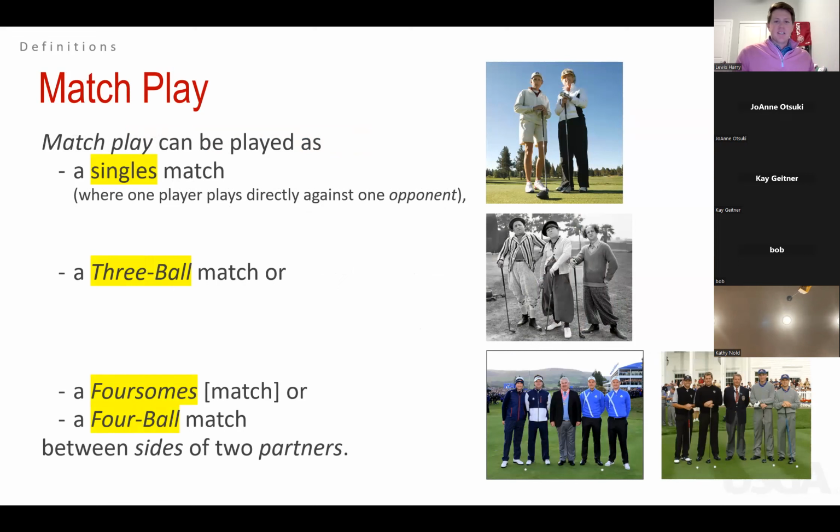So in match play, we can play a singles match where one person plays against one opponent. We see in the middle there, we see the Three Stooges. We can play a three-ball match, which is a form of match play where three players play individual matches against each other. Player A is playing a match against player B and player C. Player B is playing a match against player A and player C, and player C is playing a match against player A and player B. So a lot of things going on when we have a three-ball match. Or we can have a foursomes match or a four-ball match where we have those sides of two partners together.